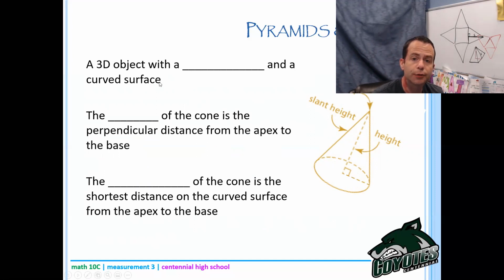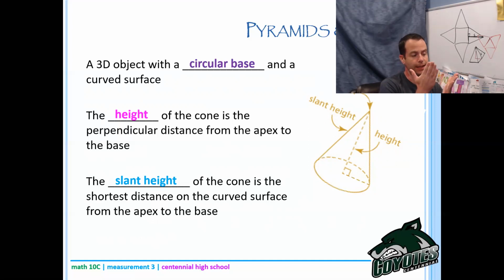So a cone is a three-dimensional object with a circular base and a curved surface. Again, the height of the cone is the perpendicular distance from the apex to the base. And then the slant height of the cone is considered the shortest distance on the curved surface from the apex to the base. So now the difference here is in a pyramid, your slant height had to be in the middle of that triangle because it had to be the height of that triangle. This particular shape, I can actually put the slant height anywhere, and it's actually always going to be the same distance, so that doesn't matter, okay?